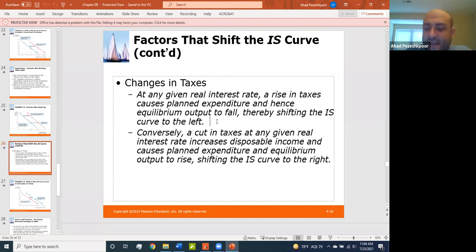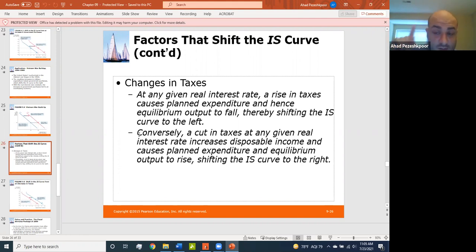And this is why tax cuts are often very popular to stimulate the economy. The cut in taxes at any given real interest rate, it would increase your disposable income. So my roommate, the government, will want less of my money, would want a smaller portion of my money. And therefore, I will have more money to myself. And my expenditure, my consumption, everything will go up.